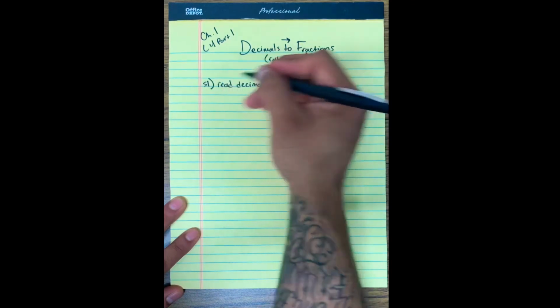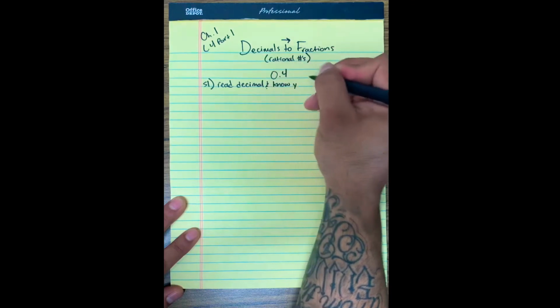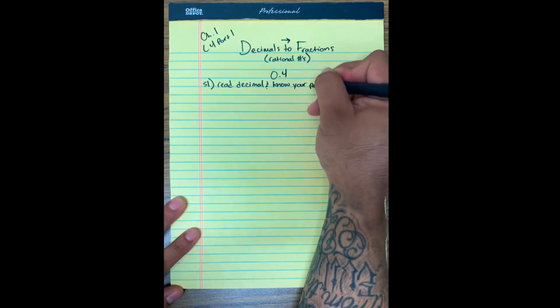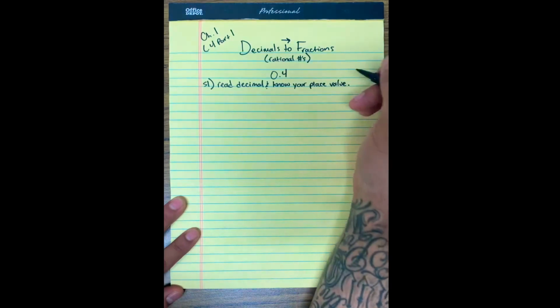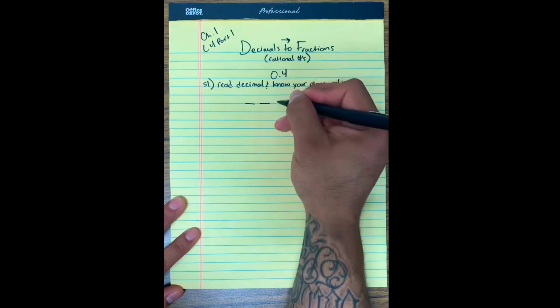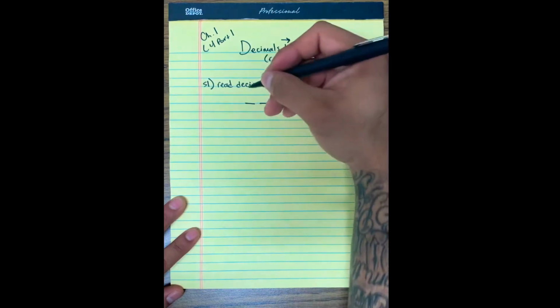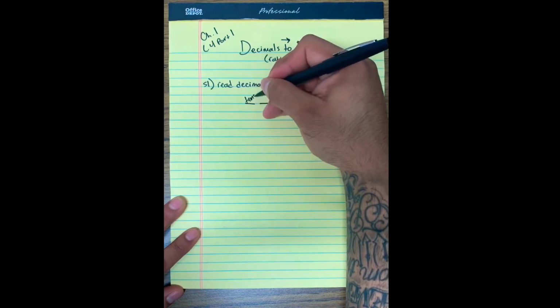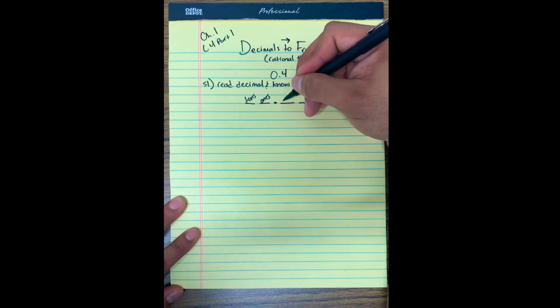being able to read the decimal and knowing your place value. So I read it as 0.4. But if I know my place value, I would read it as 0 and 4/10. Did you know that? Hopefully you did. If you did, this is going to be an easy lesson.